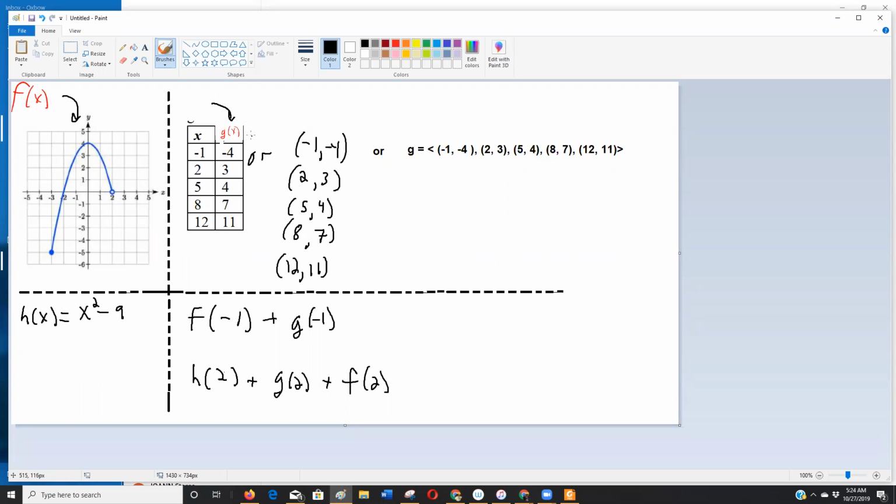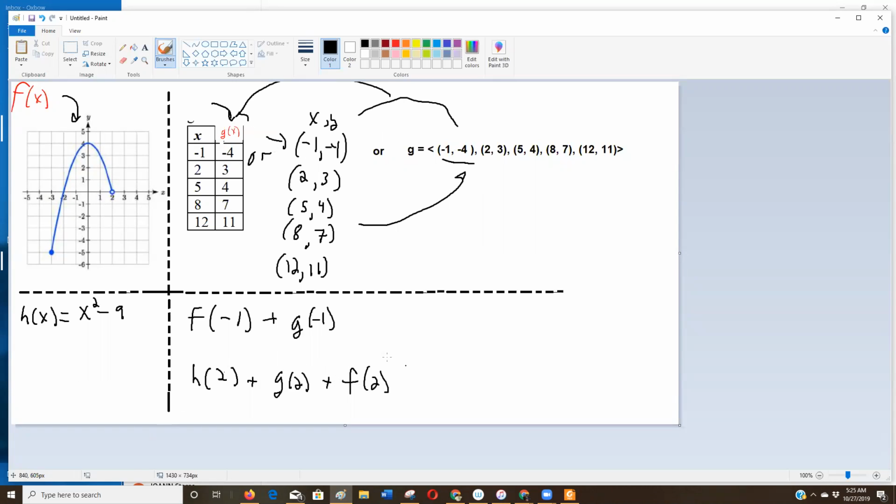I wrote out the table as a set of ordered pairs. Remember, it's x, y, or in this case, x comma g of x. So the second value is the output of that machine, of that function, and x is the input of that function. And we can even write these points as a list of points like this. So the table's nice, but a list of points is okay, and we can write it this way too. See how the (-1, -4) is exactly the same as the point, which is exactly the same as the table. So we can just use that the same way.